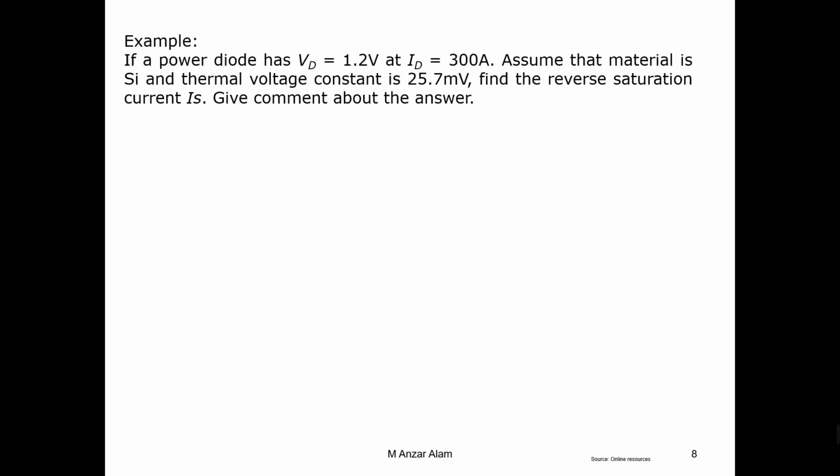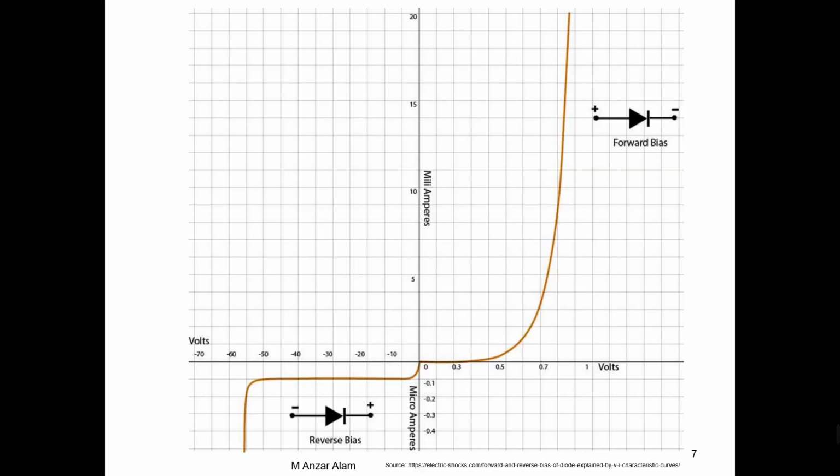Next example: a power diode has VD equal to 1.2 volt and ID equal to 300 amps. You have to go through this example by yourself, but I want to point out the operating point. The diode voltage is 1.2 volt and the diode current is 300 amperes, which is too much. Even 0.1 volt we cannot see here, so 1.2 is maybe somewhere here.